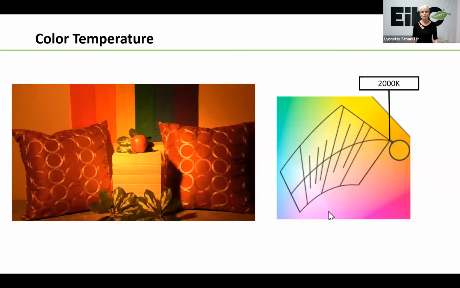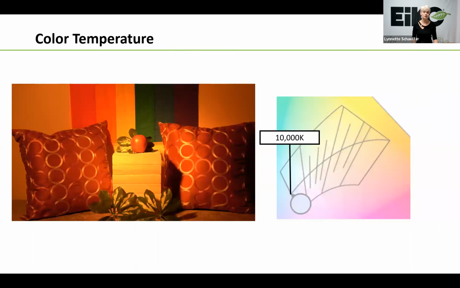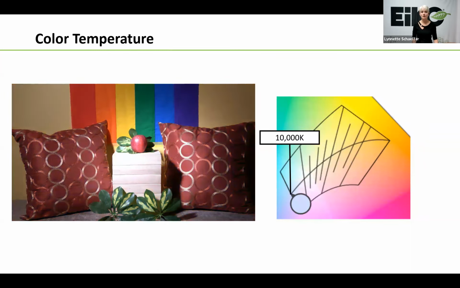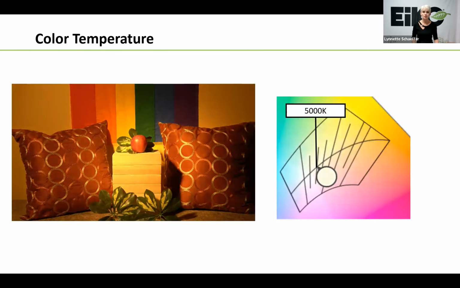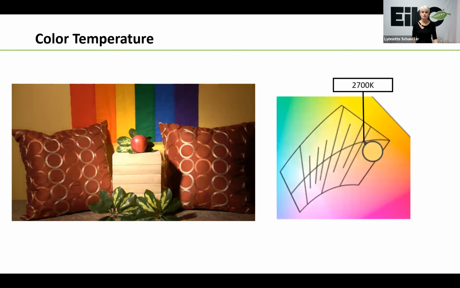Now, let me show you an example of what it means to move along the black body curve. As you look at this image, you can see we start at 2000 Kelvin, and we jump up to 10,000 Kelvin. You can see how the pillows and the background look very different. If you take it down to 2700 K, you again get more of that warm color appearance. If we jump it up to say 5000 K, you get more of that cool, or what some people refer to as daylight color. You continue to work your way along the black body curve to make the colors look different.